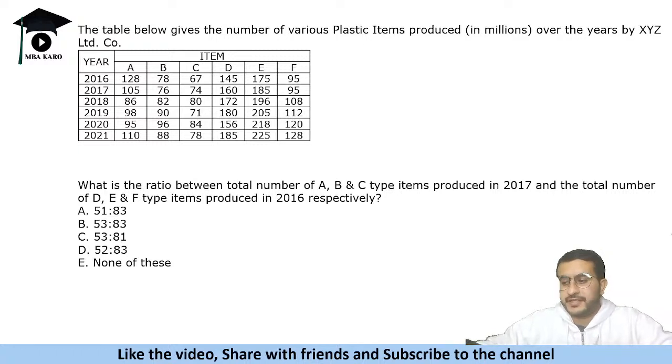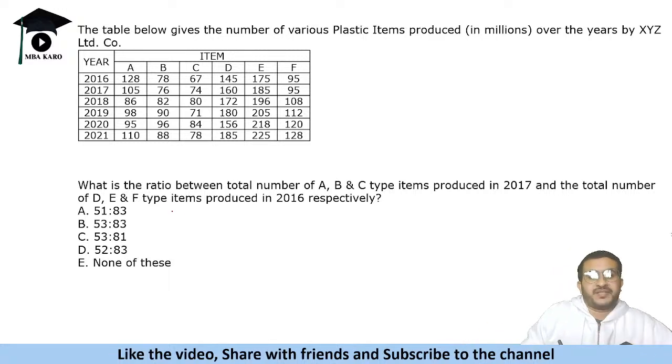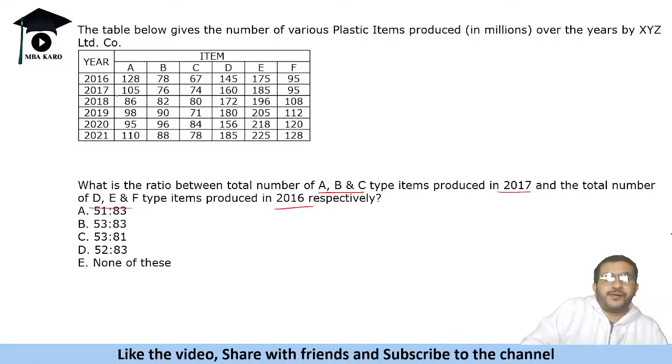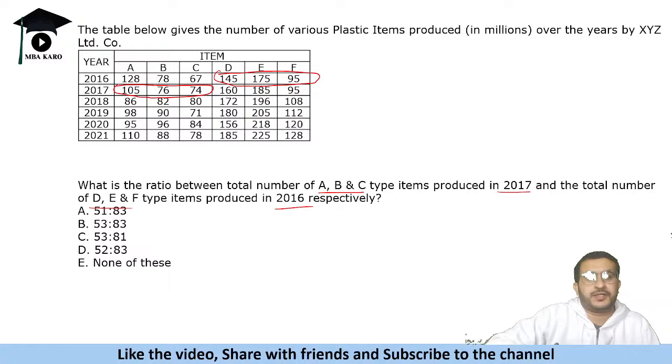So find this ratio. This ratio thing is easy to calculate. You should be able to get it. See, we need to find ABC in 2017 and DEF in 2016. This ratio, right? So this is 150, 255.